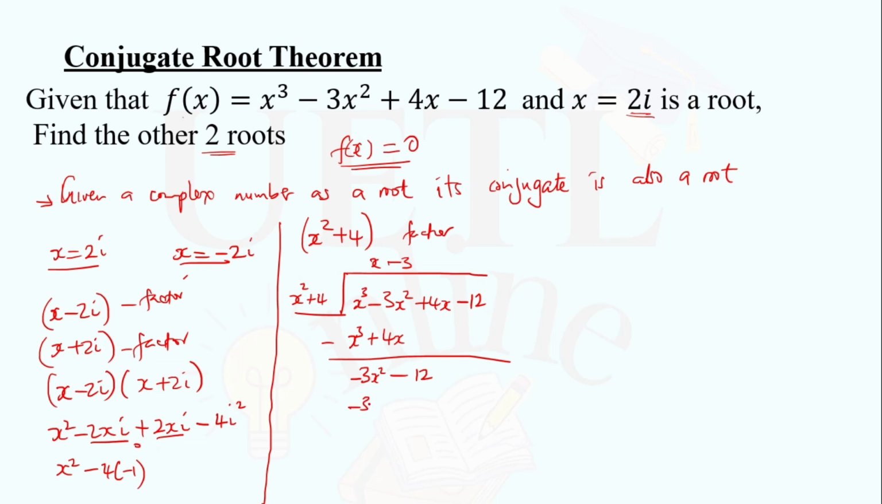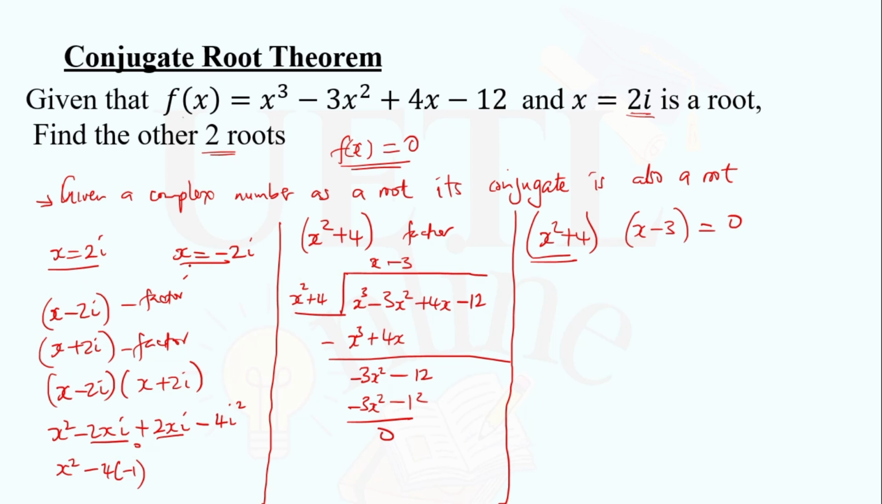Okay, so if you get 0 here, this means that you did everything correct. This means that we have these two factors, x squared plus 4, and x minus 3 as the other factor. So if you say f of x equals 0, this one we already found its roots. What's left is this one. So we're going to say x minus 3 is equals to 0, which means that x is equals to 3.